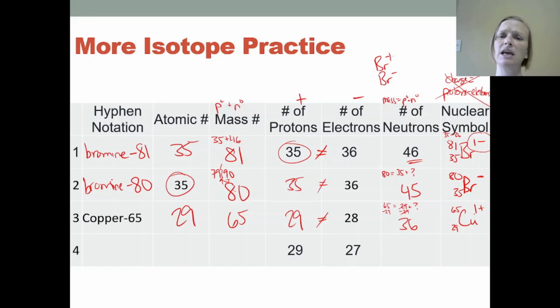Once again, if your charge is just 1, we often do not write the number 1 there as part of the symbol, so I'm just going to erase the number 1. We can leave it as a positive sign, much like I said before for the negative signs. One last time, pause the video and try the last row of information.